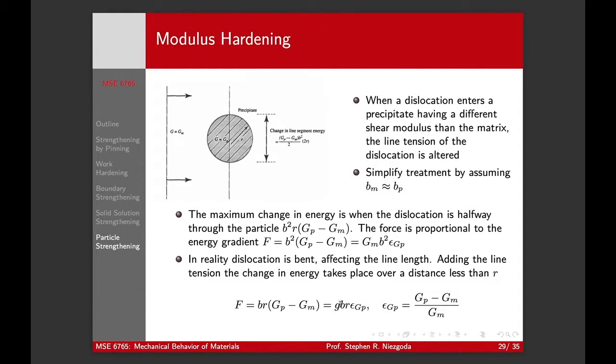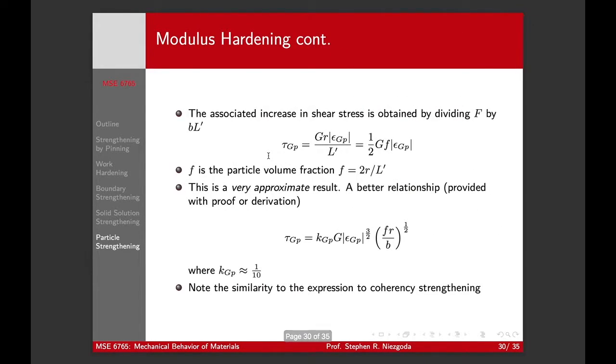You have this, which should be capital G, shear modulus, Burgers vector, radius of the particle, and this. But those are the things that go into it. It makes sense: the modulus, the size, the Burgers vector, the shear modulus. All those go in. Just understand the physical mechanism of where this comes from. It has to do with the fact that we're altering the line tension as we go through, because now we have a modulus mismatch.